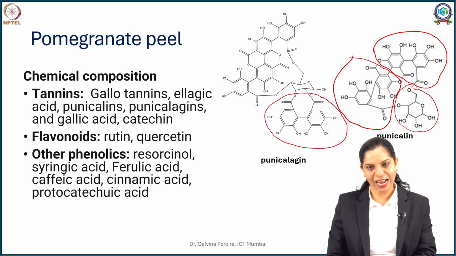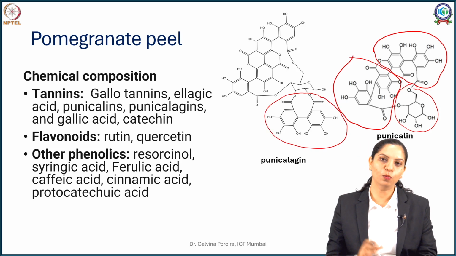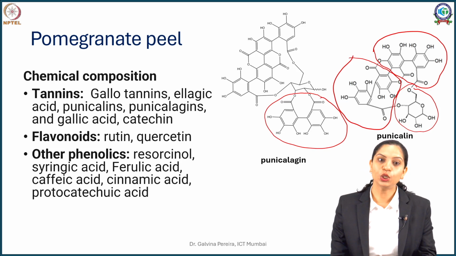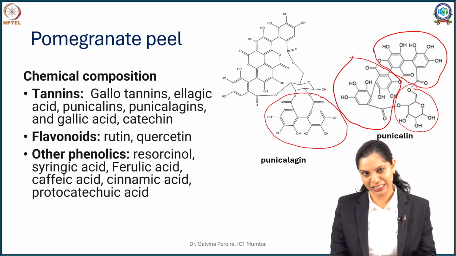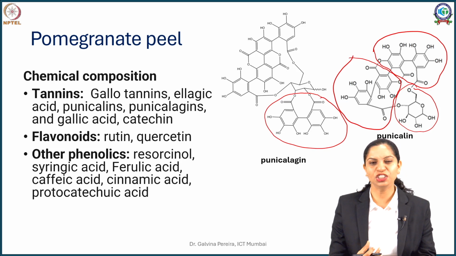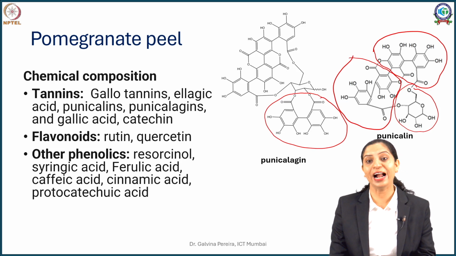So punicallin and punicalagin are the chief tannin derivatives which are found in pomegranate. They further polymerize to give you large molecular weight compounds also. So in pomegranate peel, you will get your gallotannins, you will get your ellagitannins, ellagic acid, gallic acid, punicallin and punicalagin. So apart from that, you get flavonoids such as rutin and quercetin, and it is rich in acids such as ferulic acid, syringic, caffeic, coumaric and protocatechuic acid, which are also antioxidants.